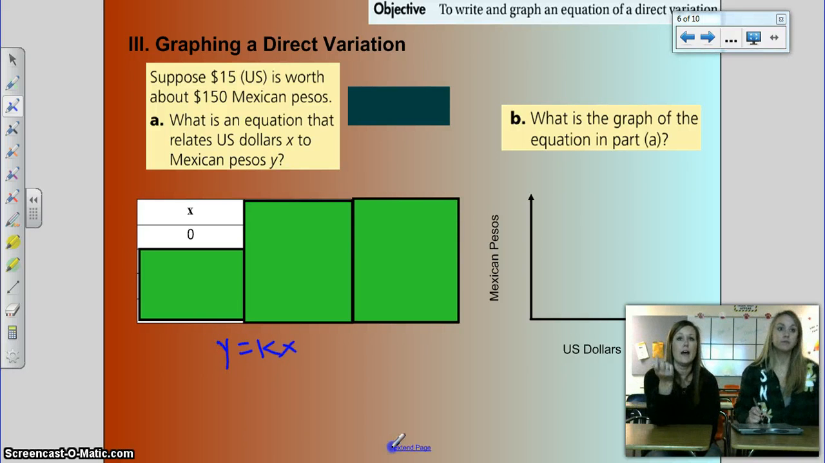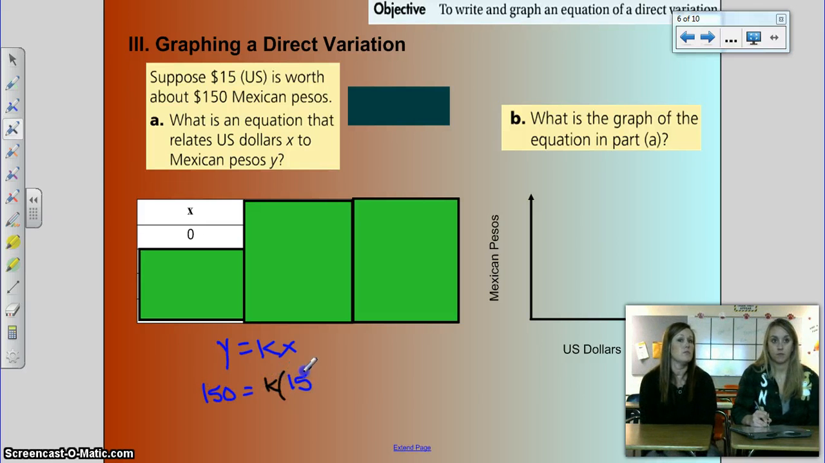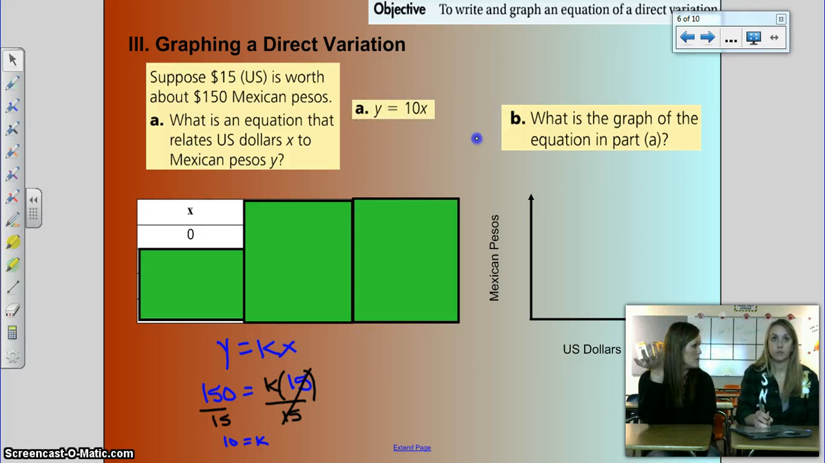And we know that we have US dollars is x and Mexican pesos is y, because it told me that in the problem. So I'm going to put 15 where the x is, and I'm going to put 150 where the pesos are. And then I'm going to solve for k to get my constant of variation. So now I have k is equal to 10, right? Yep. Okay, now I can plug that back into my equation, y equals 10x. We all follow that? I did.